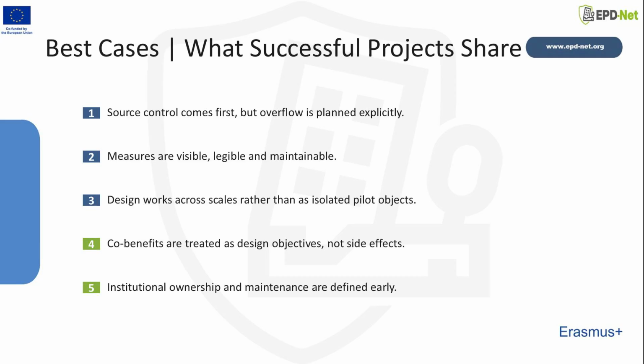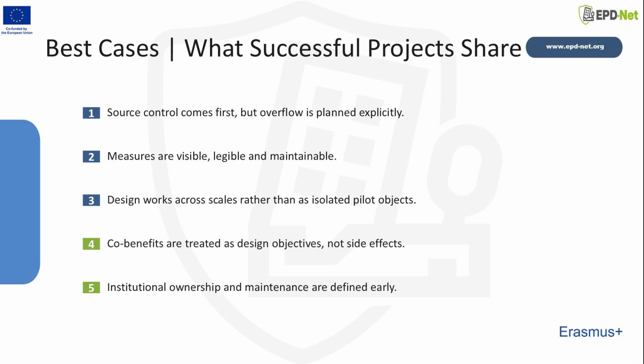Across the case material, successful projects share several common characteristics. First, source control comes first, but overflow is also planned explicitly. Second, the measures are visible, legible, and maintainable. Third, the design works across scales instead of being limited to isolated pilot objects. Fourth, co-benefits are treated as design objectives rather than accidental side effects. Fifth, institutional ownership and maintenance are defined early.